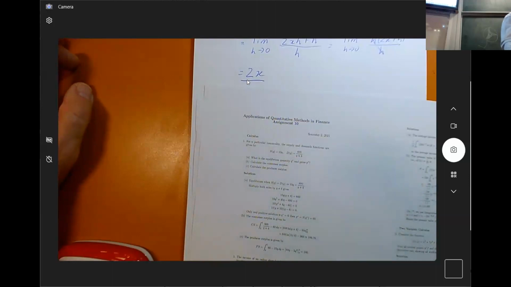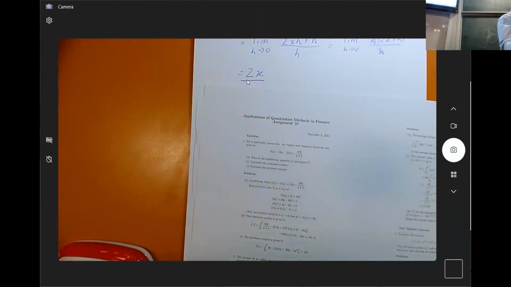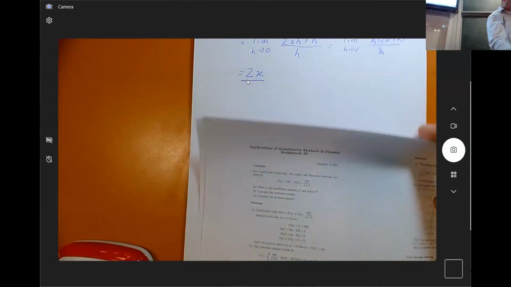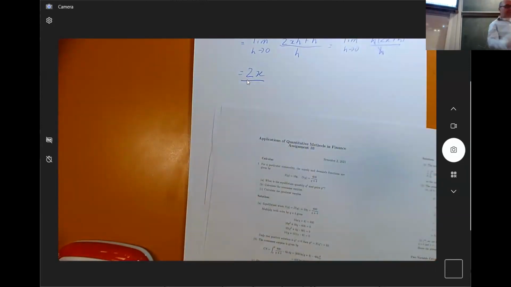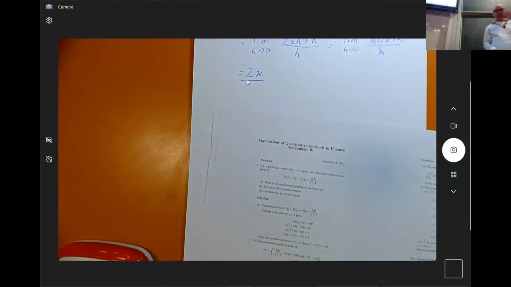See with this question here: for a particular commodity, supply and demand functions are given by supply and demand. What is the equilibrium price and quantity? Calculate the consumer surplus and the producer surplus. So I might actually work through this question. Yeah, this is actually from an assignment only a couple of weeks ago.